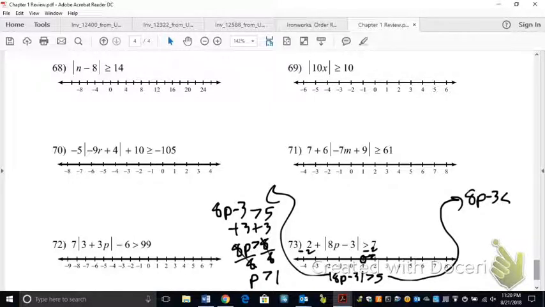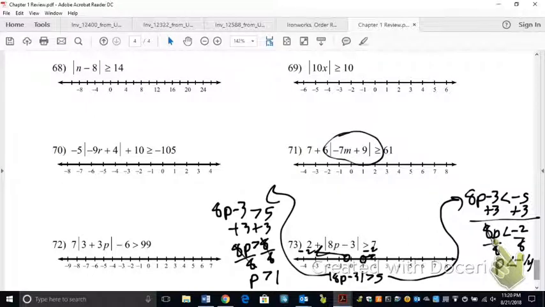8p minus 3, and then we flip the sign: less than negative 5. We add 3 to both sides. We get 8p is less than negative 2, divide by 8, and we get p is less than negative 1/4. Open circle on negative 1/4, arrow to the left. So as you notice, if we end up with the absolute value is greater than, we end up with things going the other way. And that's how all of these are.